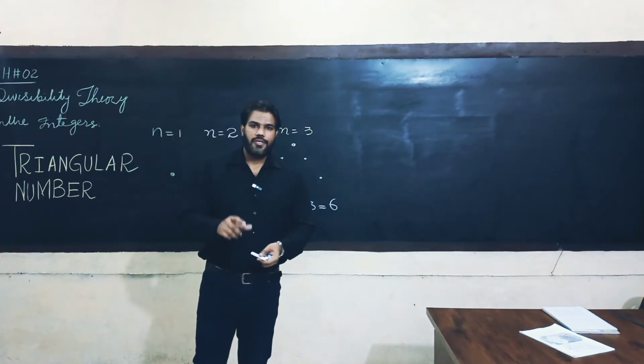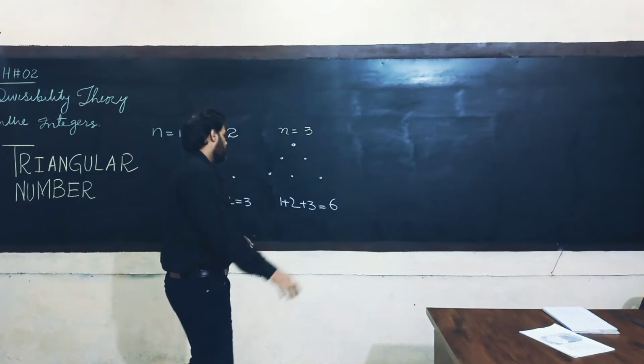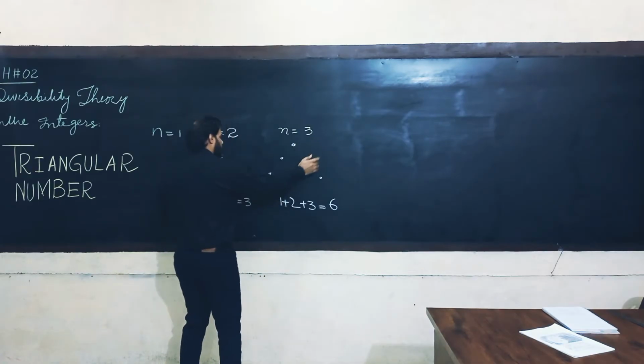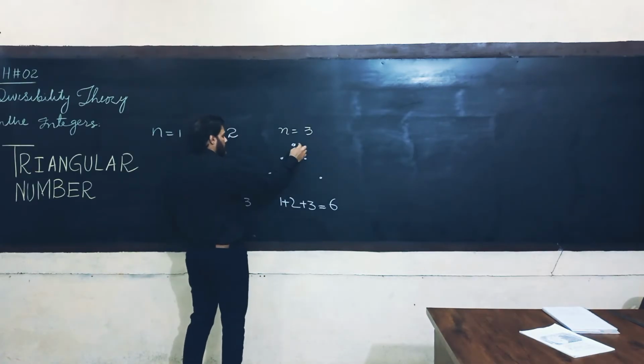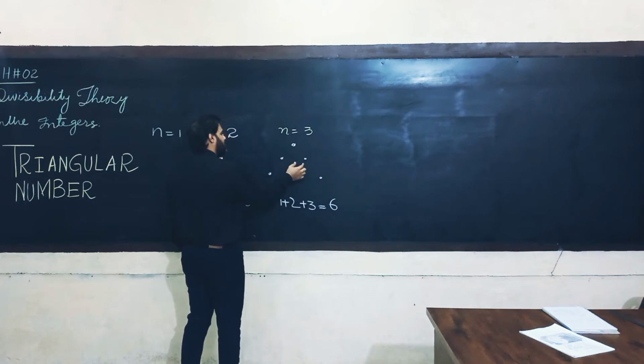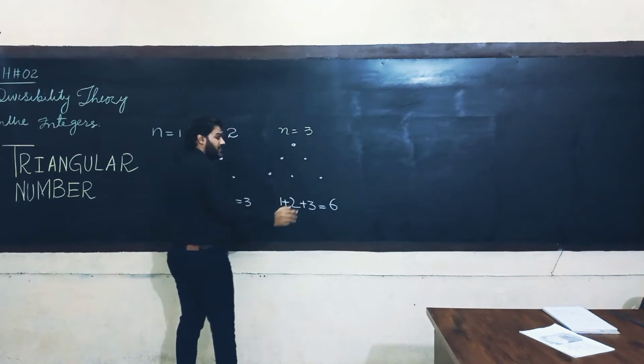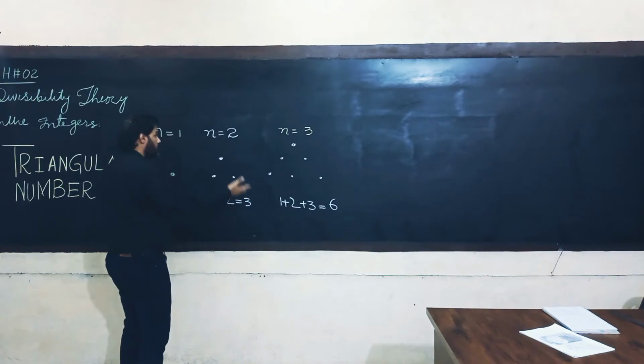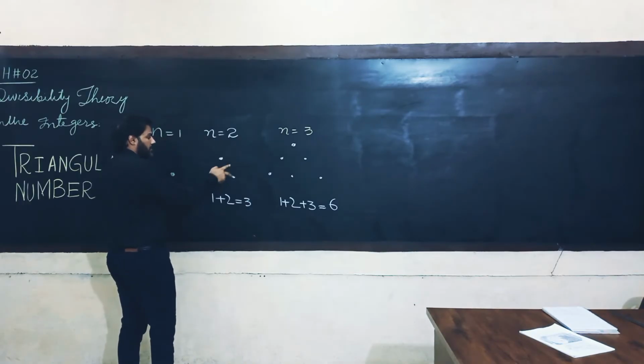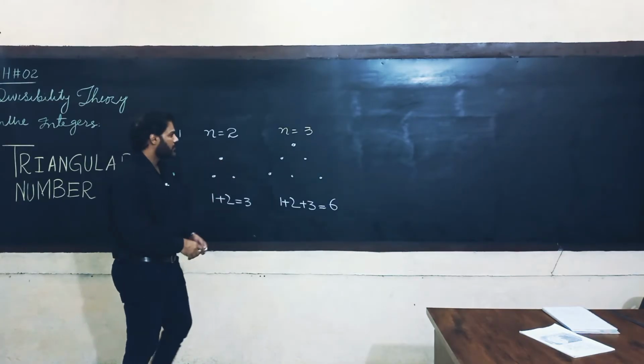The very interesting thing is that if n is equal to 3, then this triangle has 3 rows. In the first row, there is 1 dot. In the second row, there are 2 dots. In the third row, there are 3 dots. Similarly, when n is equal to 2, there are 2 rows. In the first row, there is 1 dot, and in the second row, there are 2 dots.